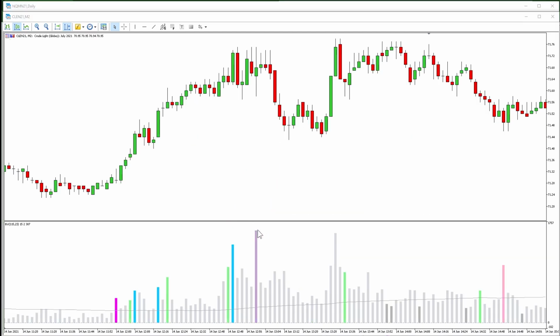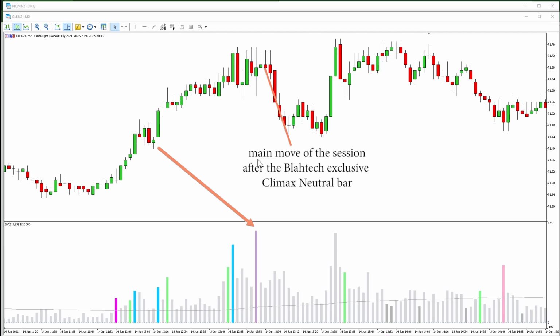Then you have our new condition, Climax neutral in plum, that can be a standalone bar, although ideally you want to see that it was either preceded or followed by high churn bars. Anytime you see one of these combinations, there is a much higher probability of a major move coming. Now, to which side, that's up to your other supportive factors to decide.